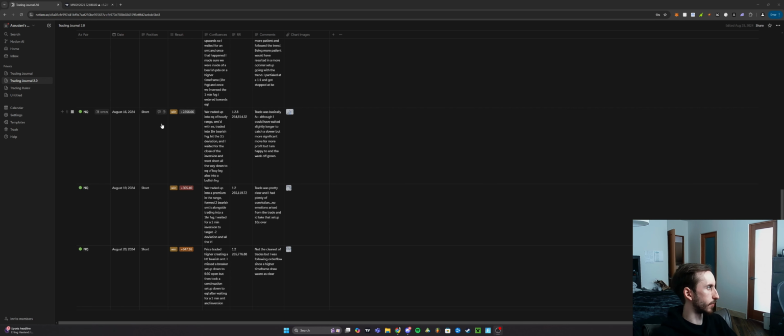So I'll give you some examples here. This trade right here from August 16th, it was a win, $2,200, and I basically said, okay, we traded up into equilibrium of hourly range, SMT'd with ES, traded into a 1 hour bearish fair value gap, hit the 3 to 3.5 deviation. I don't really trade the deviation anymore. It just doesn't make logical sense.